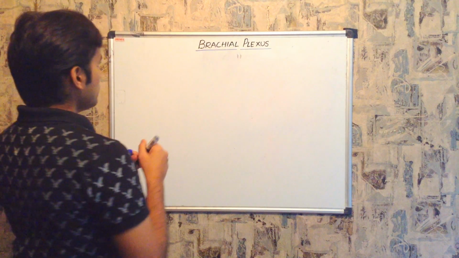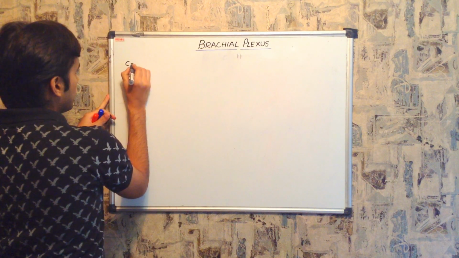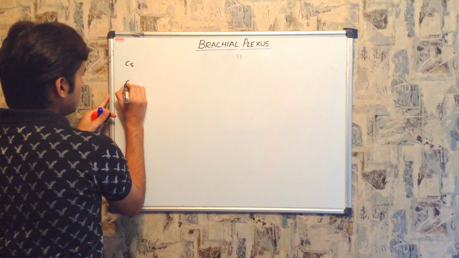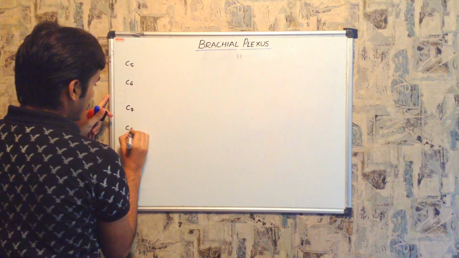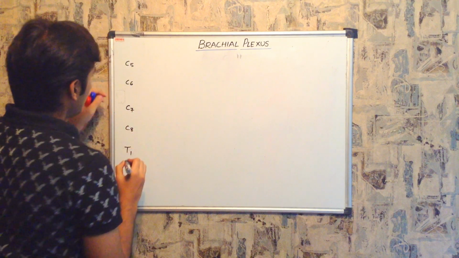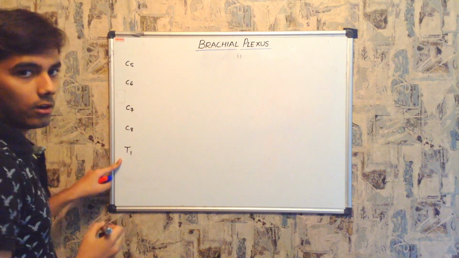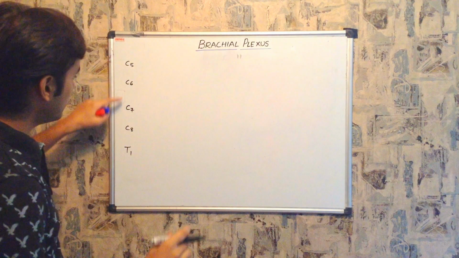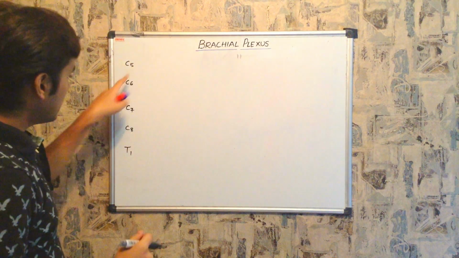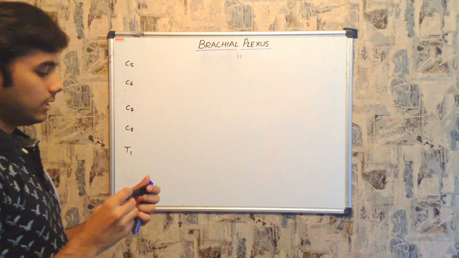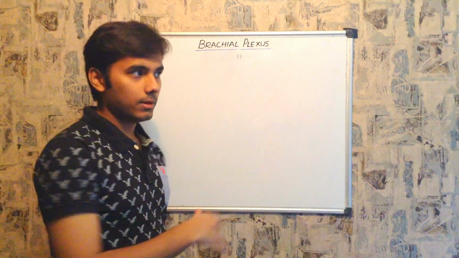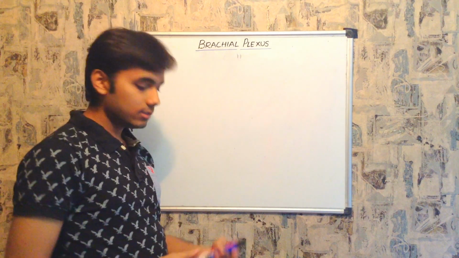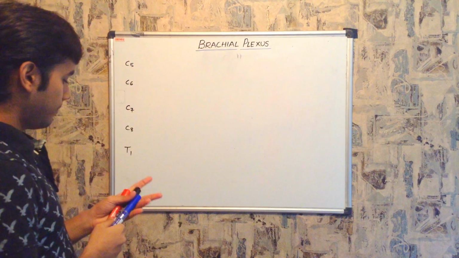So from C5, from C6, from C7, from C8, and finally T1. So from these segments of the spinal cord, not vertebra, these segments of the spinal cord, the brachial plexus is arising. They may ask you the question, what is the root value of the entire brachial plexus? It is C5, C6, C7 as well as C8 and T1.